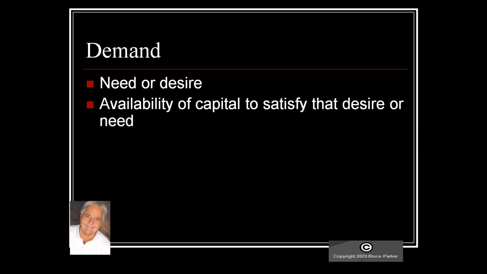So why do you think the federal government is passing out money like crazy right now? Because they want to keep demand strong for consumer goods and demand strong for real estate by handing out plenty of capital, so that there is plenty of capital out there to satisfy that need or desire. That keeps demand strong and keeps prices from falling.